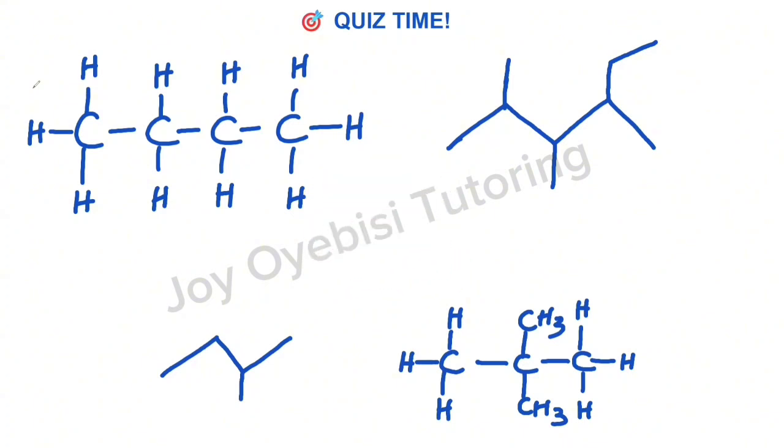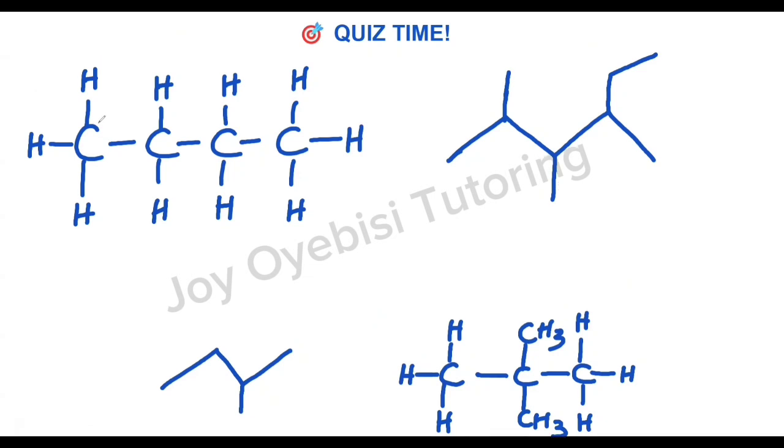Okay, everyone, here are the answers. So for this one, we're just going to go ahead and number the longest chain, which is 1, 2, 3, 4, and that would be butane. 4 carbons, and then ANE for alkane.